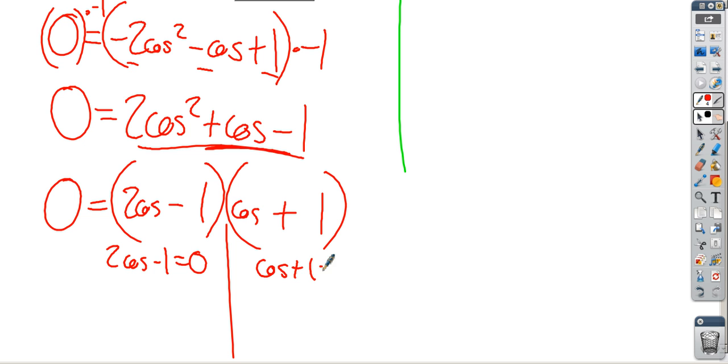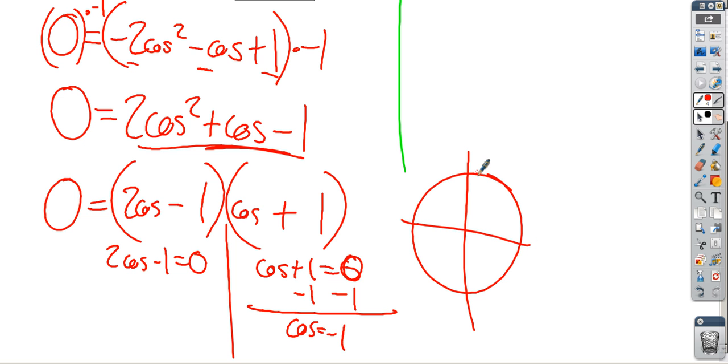And we'll start with the right one, that's a little bit easier. So we'll minus 1, so cosine equals negative 1. Where does that happen? Here's our unit circle. Cosine is the x-coordinate, and the x-coordinate is negative 1 right here at 180. So I'm going to circle that, that's one solution.